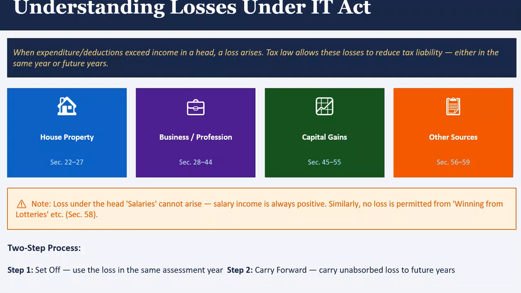Second is inter-head set off. That is set off of loss of one head with income of another head. For example, set off of loss of business or profession with income from capital gains. And the third option is, if even after all this set off the losses are still remaining, then we can carry forward the loss to the next year, future years. So let us see these provisions in detail.